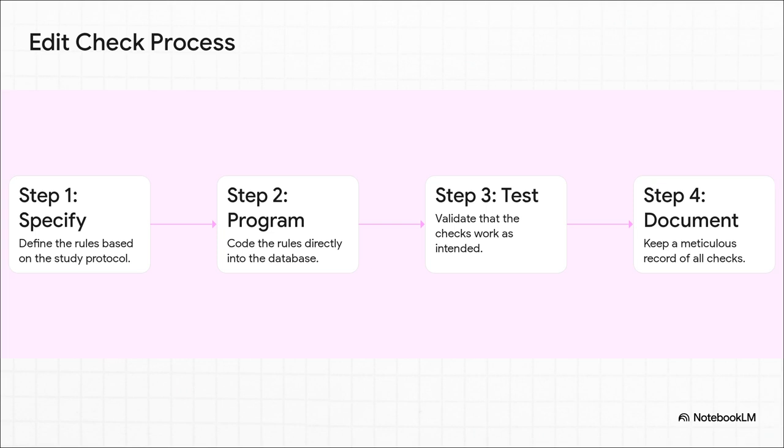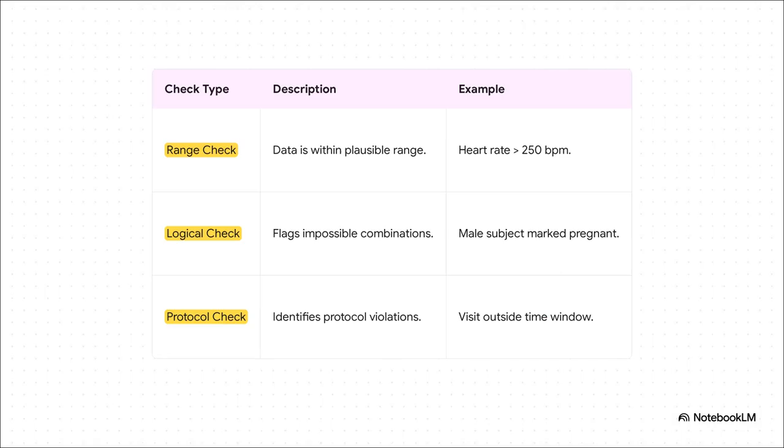And finally, step 4, you document every single check you've created. It all has to be on record. Let me give you a few quick examples so you can see what I mean. You've got a range check. This one's simple. Say someone types in a heart rate of 300 beats per minute. The system's going to go, whoa, hold on, because that's not really possible.